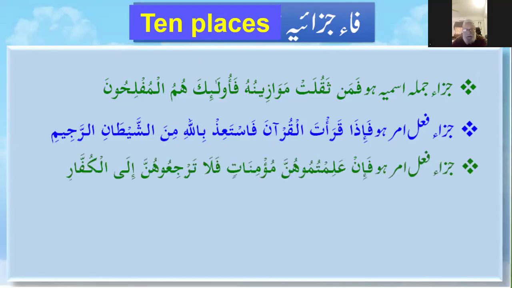The third, jaza fi'l nahi, just like another example. فَإِنْ عَلِمْتُمُوهُنَّ مُؤْمِنَاتٍ فَلَا تَرْجِعُوهُنَّ إِلَى الْكُفَّارِ. La tarji'u, it is nahi. So fi'l amr or nahi both need fa.